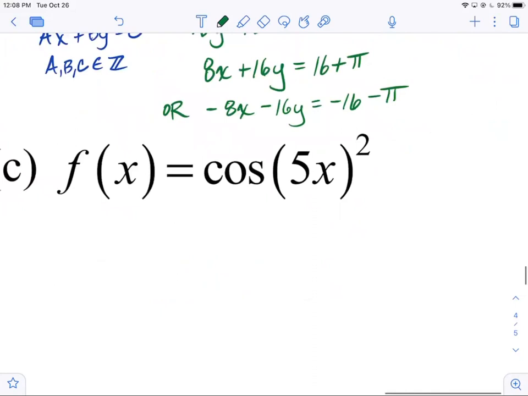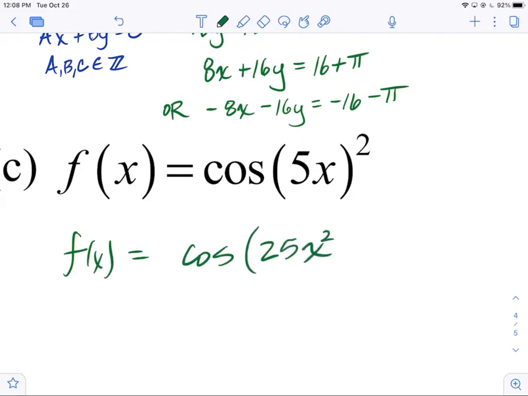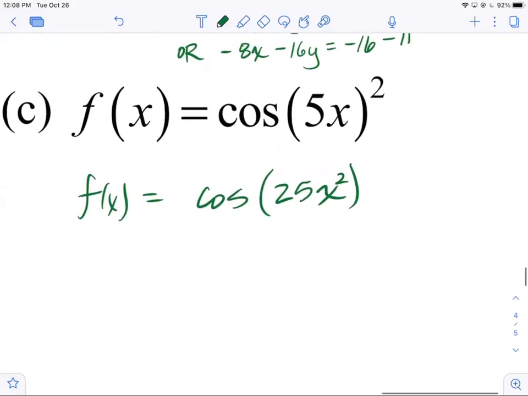Now, simplify when? Late and never? Early and often. So if you want to do this as like a double chain rule, you can, but I think I'd rather just simplify it. 5x quantity squared is the same as 25x squared, right? 5 squared x squared. So now we just have one layer on the chain rule. Makes it a lot easier.